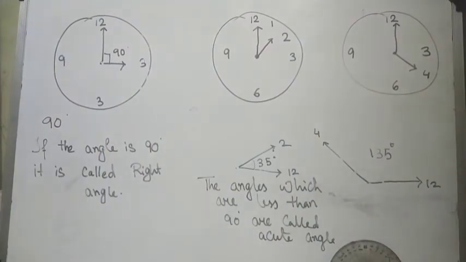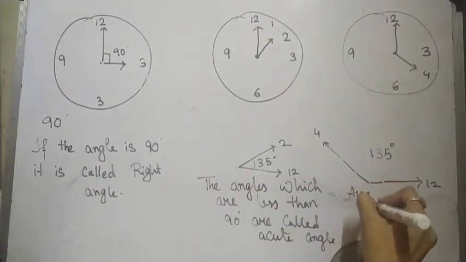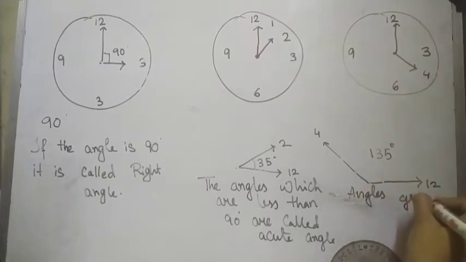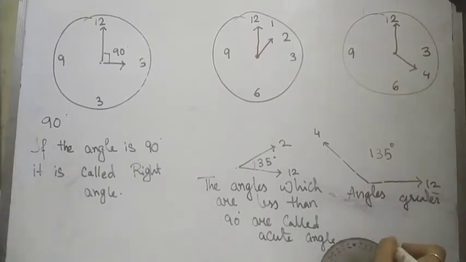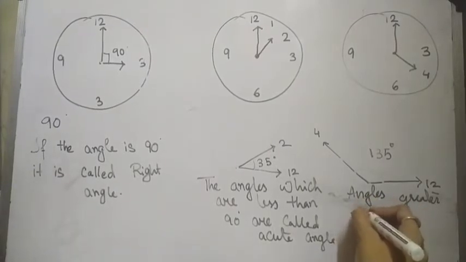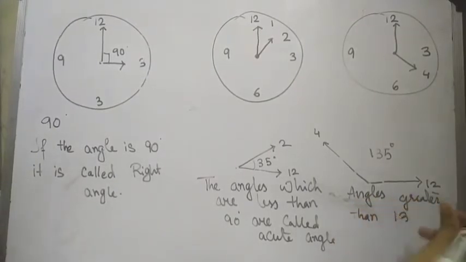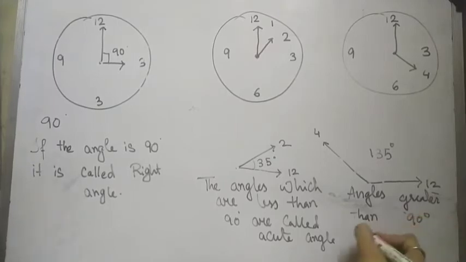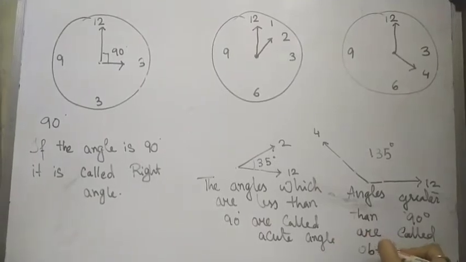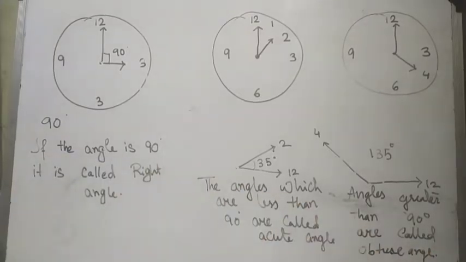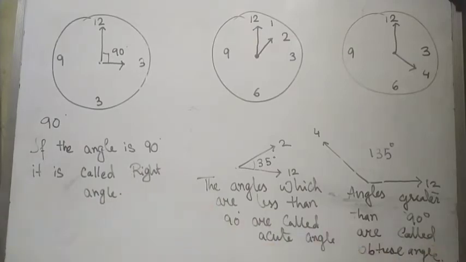So now see, this angle is greater than 90 degree. So angles greater than 90 degree, you have to write it down everyone, are called, so that was acute, this will be obtuse. So 3 types of angles we are getting now, that is a right angle, acute angle and obtuse angle.